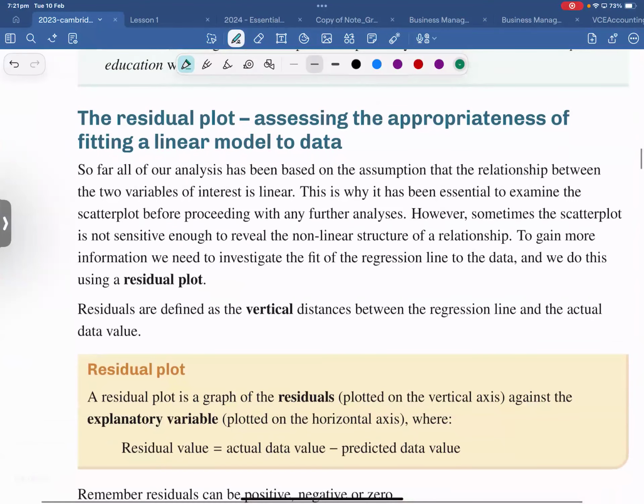Right. Then this one, residual plot. What did we say for the residual plot, guys? Yes, what's the residual plot?